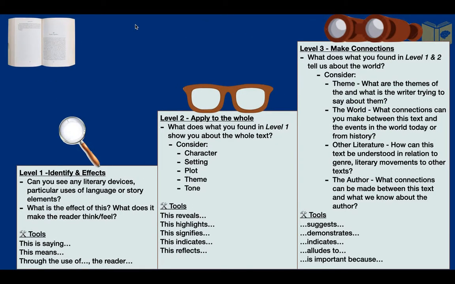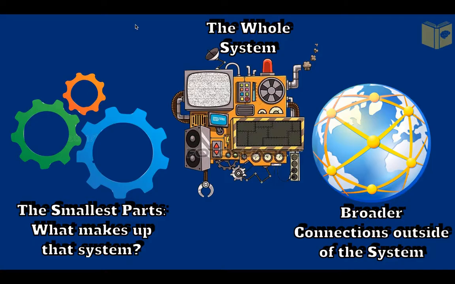Now, in English, this is what we're using, a tiered analysis, where at level 1, we look at the smallest parts, level 2, we look at the whole, and level 3, we make connections. Now, obviously, literary analysis is one of the most important components to an English classroom. But I believe that this kind of thinking scaffold can be transferred to other disciplines.